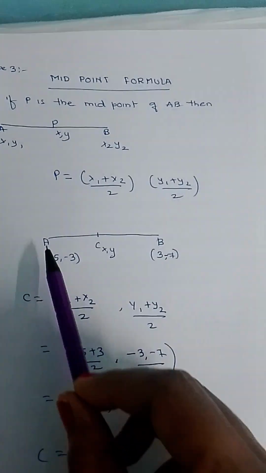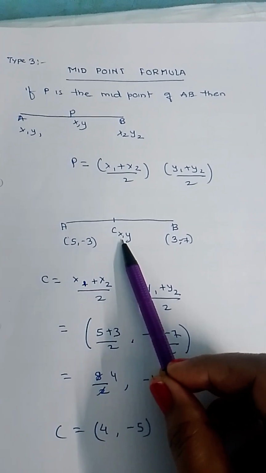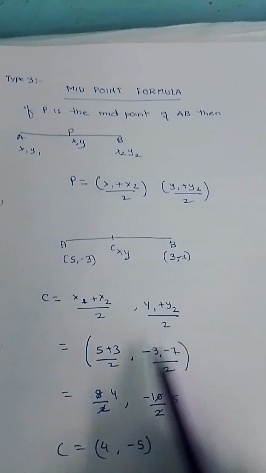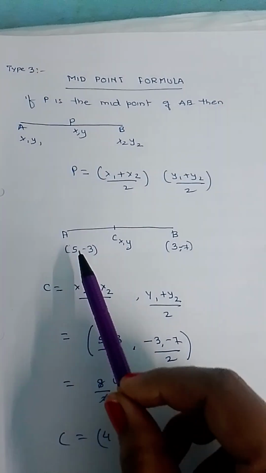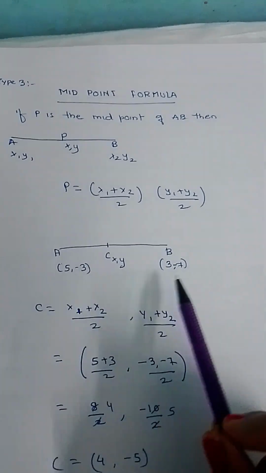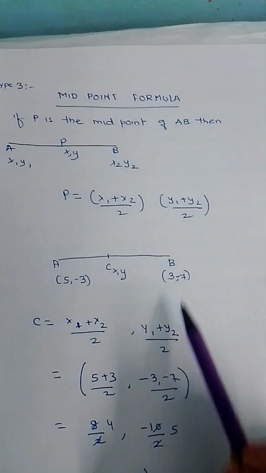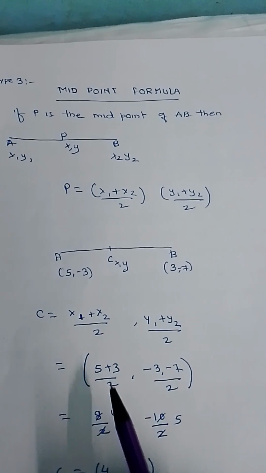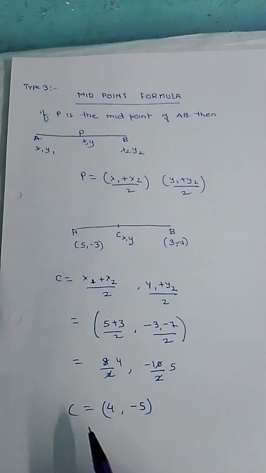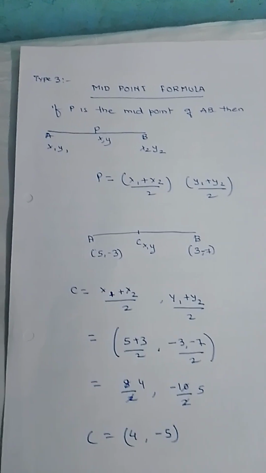So this is an example where we have to find the coordinates of C, x and y. So we are putting the formula and substituting the values. This is my x1, y1, x2, y2. x1 is 5, x2 is 3 upon 2, y1 is minus 3, y2 is minus 7 upon 2. Add, divide, and then you get the 2 coordinates. These are the x and y coordinates of point C.